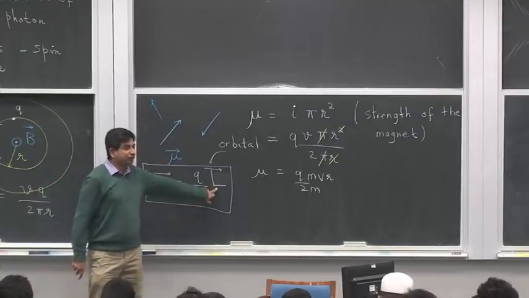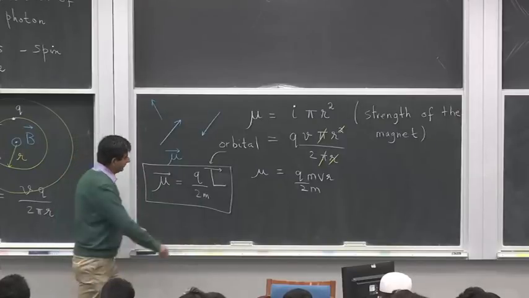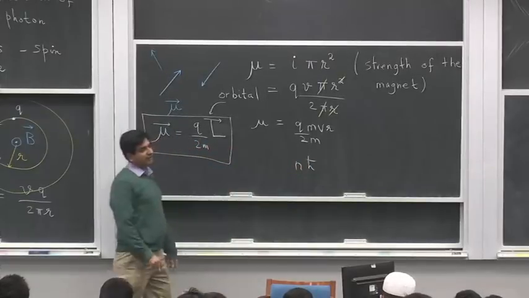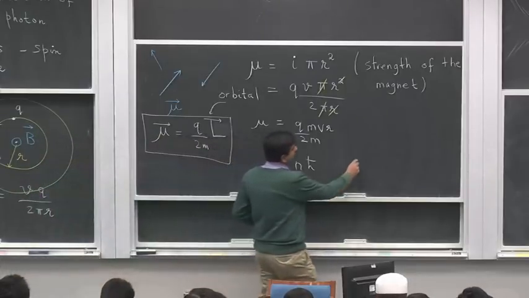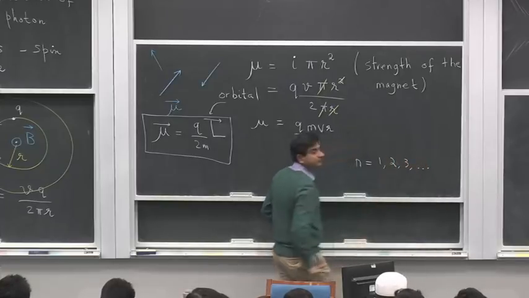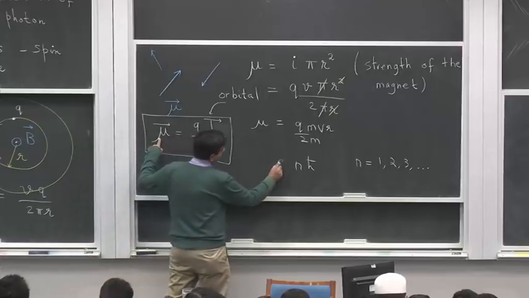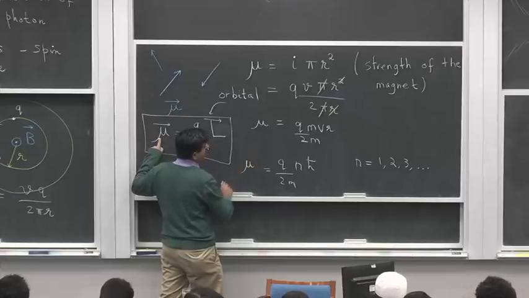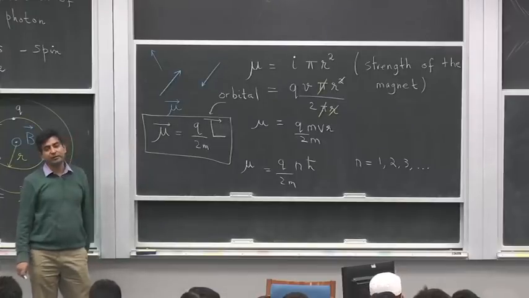Now, this angular momentum, we know, is already quantized. This is m h bar for an electron, where m is a number that goes from 1, 2, 3, and so on. So this means that this object is also going to be quantized. Mu, the magnetic moment, is quantized.